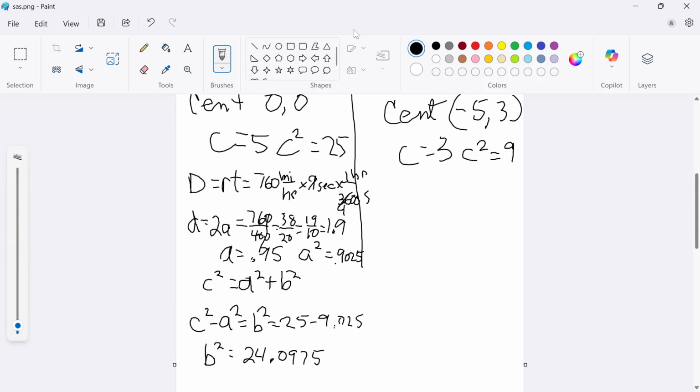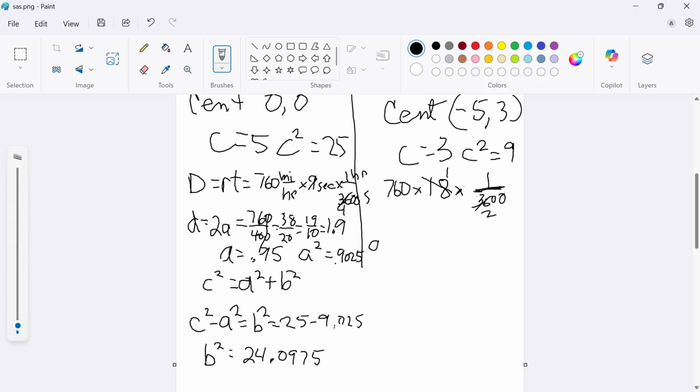d is rt, so I use 760 miles per hour times, this time, 18 seconds is the difference. The difference between one person in the Sasquatch and the other person in the Sasquatch, that's that little d, which is 2a, times 18 times 1 hour over 3,600 seconds. So I'm going to convert that 760 miles per hour to miles per second. 18 goes into 18 once, into 36 twice.